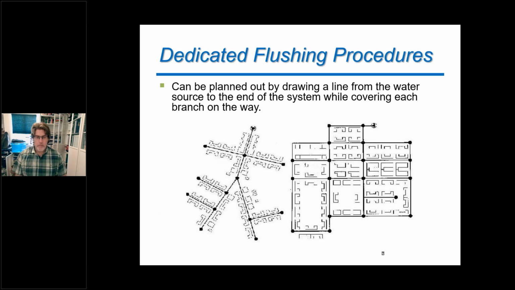So these ones are pretty easy. If you've got this kind of system that is on the left there, we call that a tree system. That is where the lines just go in one direction, they end in dead ends. There's very little looping or no looping at all. Well, that one, it's very easy to go, okay, this is my source. I'm going to go out to the very end. If your system is looped, a dedicated flushing procedure may or may not be effective for you, depending on how you do that. And we're going to look at those loop systems a little bit more in detail here shortly.